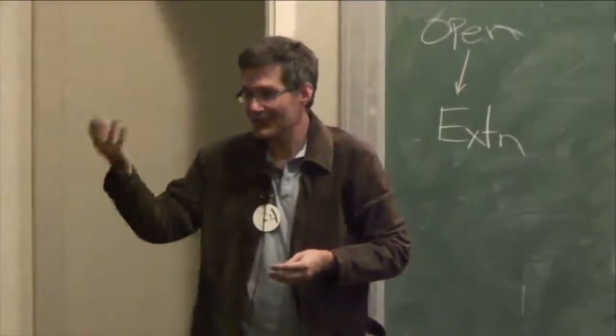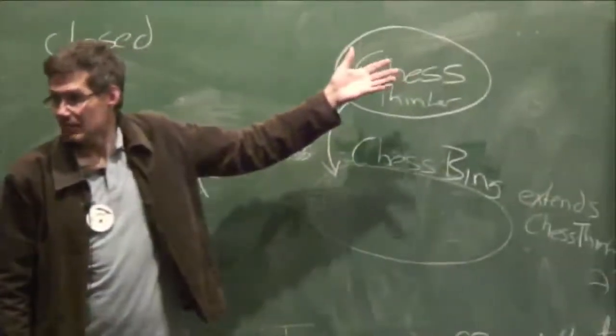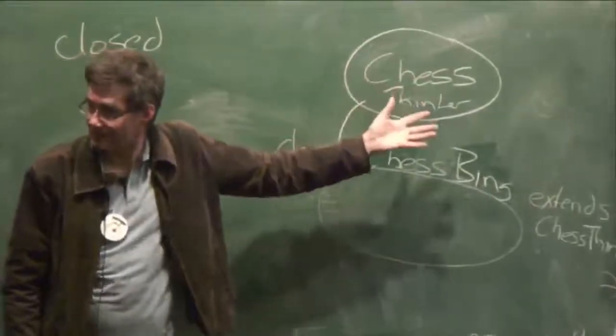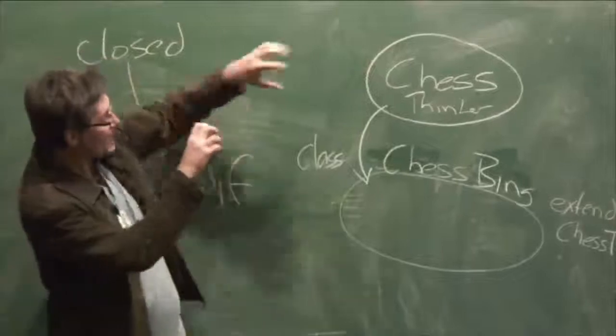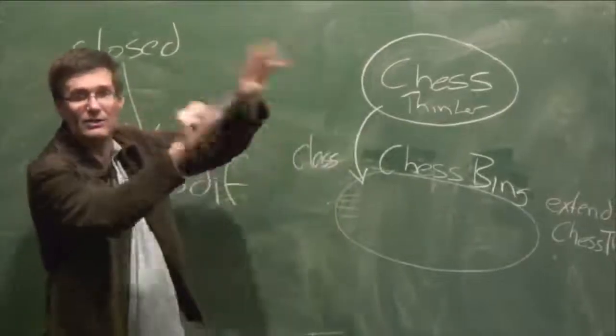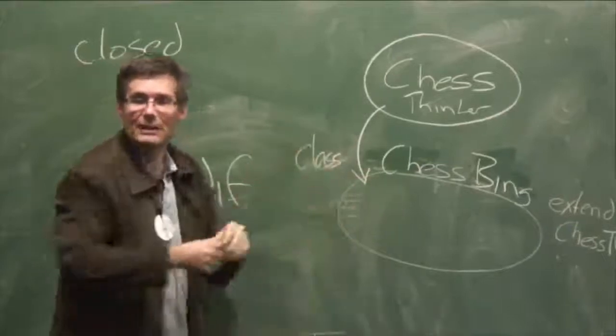It inherits all its features. All its visible features. It gets its public methods and it gets its public attributes. That's right. So any bit of code expecting to get a chess thinker and it's going to use the functions and attributes of chess thinker, well, chess bing's got those, so it can do it on chess bing.